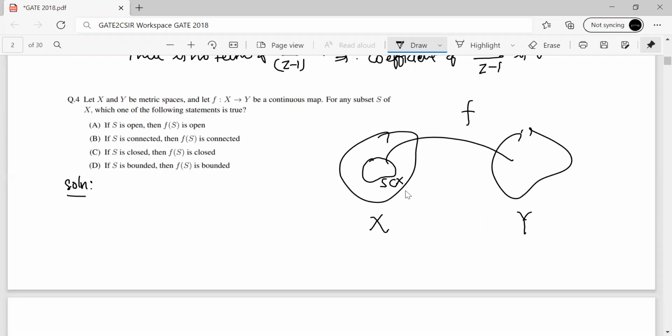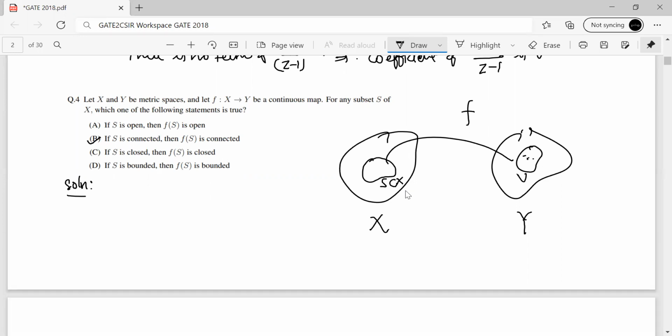Well, at first glance, you may think that by the open mapping theorem, it is correct. If S is open, then f of S is open. But let me tell you, none of them are correct, except the connected one. Because what we have learned in complex analysis is different. And in real analysis, the only thing which is correct is that if V is open in Y, then f inverse of V is open in X. So that's the true thing.